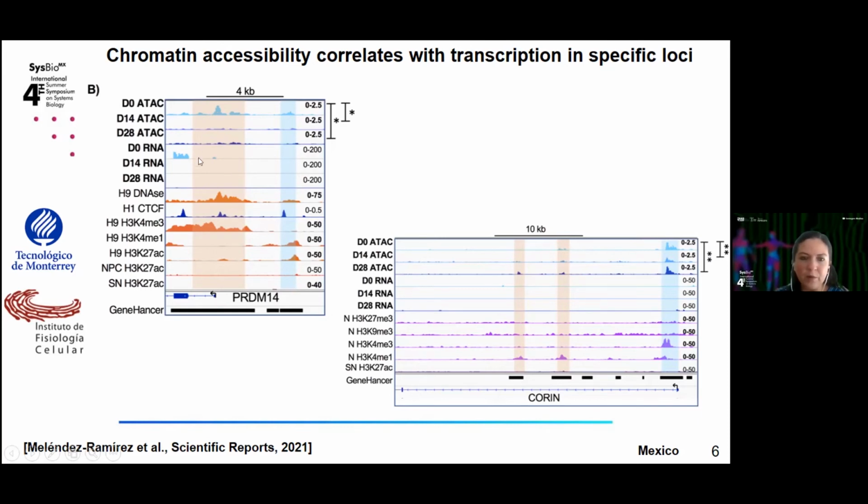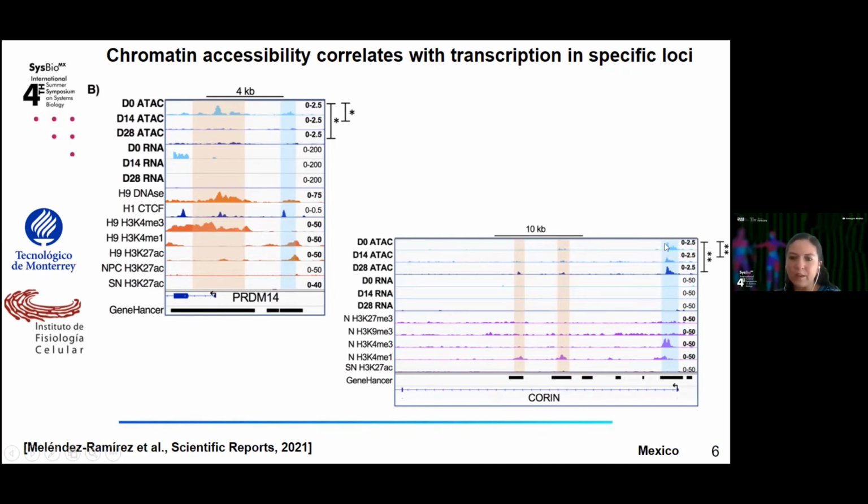Okay, and then the promoter region will also have those 2 marks. We are showing those marks for neural precursor cells, which are similar to our day 28, and the substantia nigra, which are mature dopaminergic neurons. And then when we compare another loci, this is chorin. Chorin is a protein that is highly specific for dopaminergic neurons.